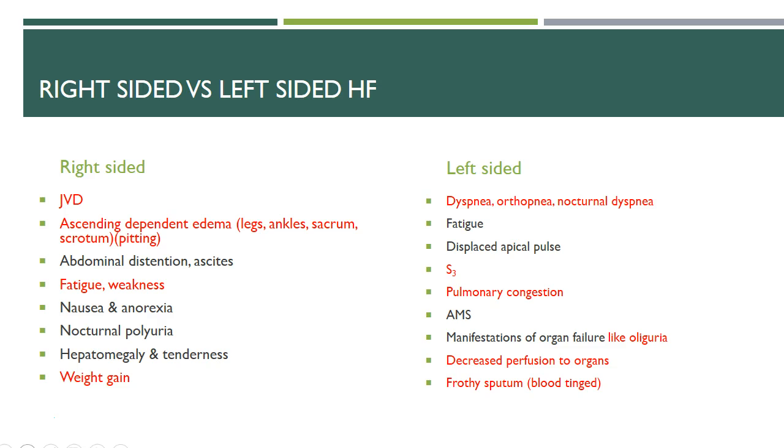You will have patients who are having organ failure, and because they're having organ failure, they're having decreased perfusion to their organs. Their kidneys are not perfusing like they should be. The body is going to want to hold on to their urine, so they're going to have oliguria. The sputum is going to be frothy and blood tinged, which could be a sign of significant acute heart failure.